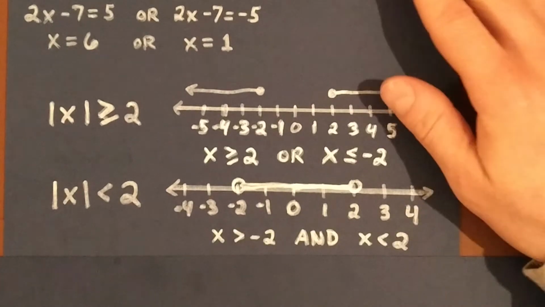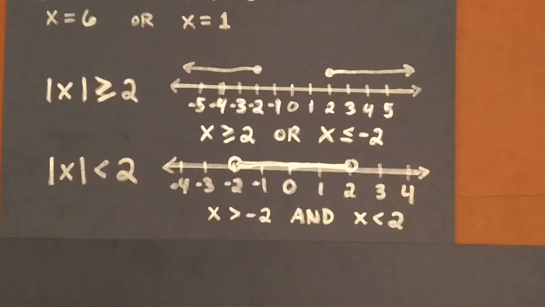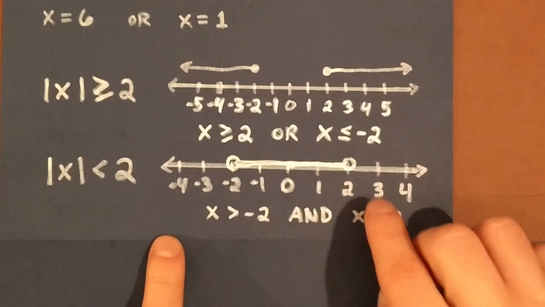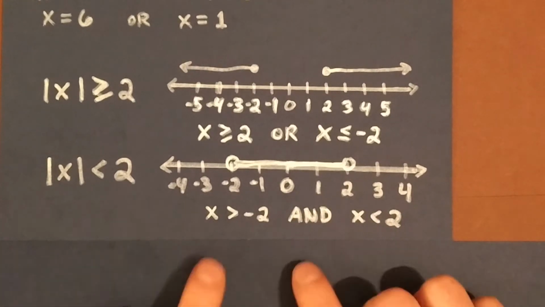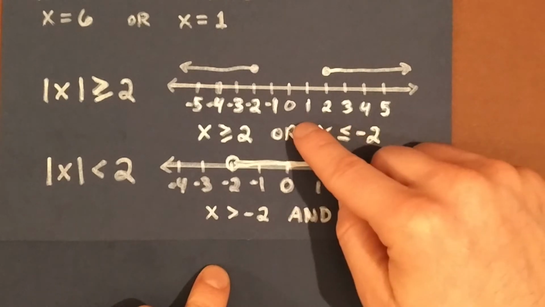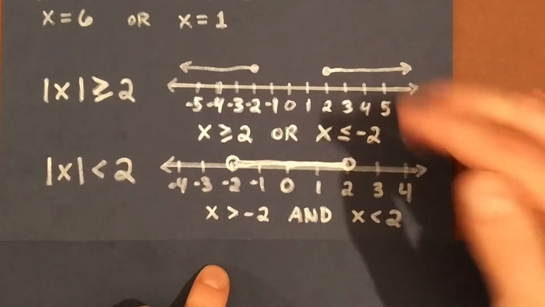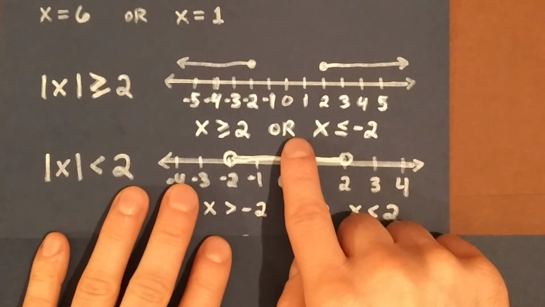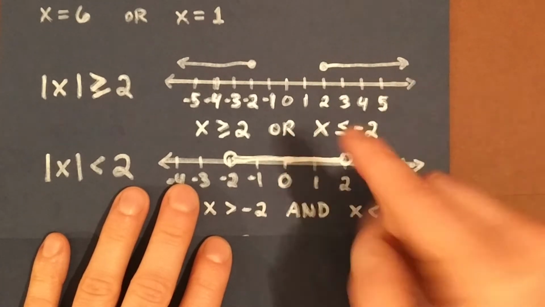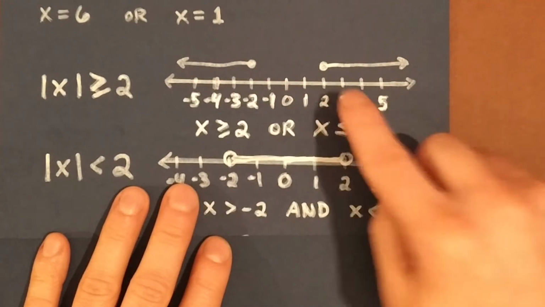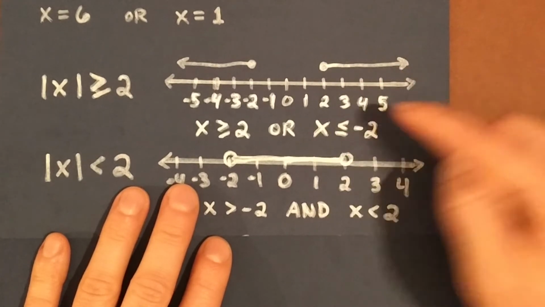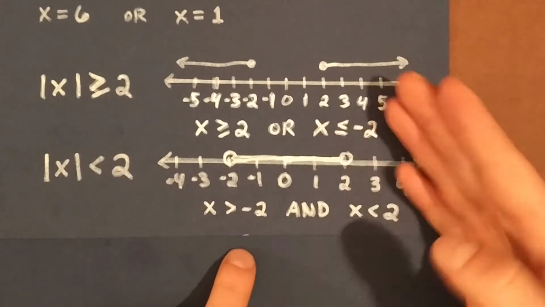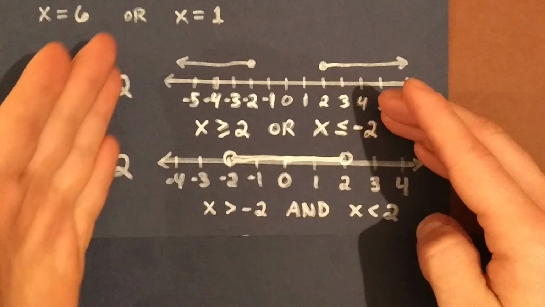And here's how we write this solution for the second inequality. X is greater than negative 2, and x is less than 2. And it's very important to know when to use the word or and when to use the word and. So in the first example, there's solutions over here and there's solutions over here. So x could be, for example, 4, or x could be negative 7. It could be either these numbers or these numbers.